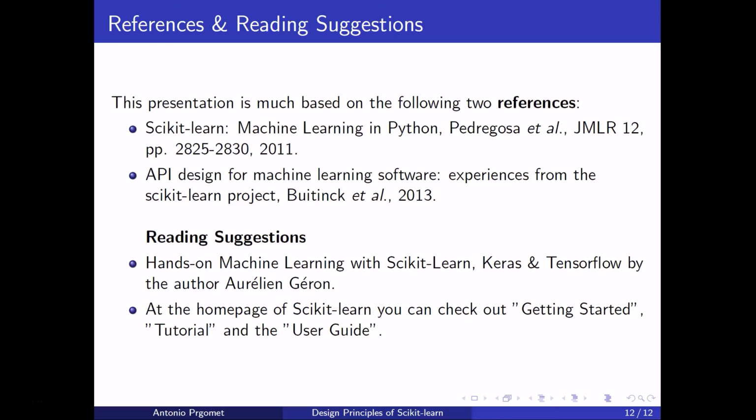This presentation is to a large extent based on the following two articles: Scikit-Learn: Machine Learning in Python by Pedregosa and co-authors, and API Design for Machine Learning Software: Experiences from the Scikit-Learn Project by Buitinck and co-authors. Both of the articles were great, and I can recommend you to read them. If you would like to dig deeper into machine learning with Scikit-Learn, then one book that I really like and could recommend is Hands-On Machine Learning with Scikit-Learn, Keras and TensorFlow by the author Géron. At the homepage of Scikit-Learn, you can check out Getting Started, tutorials and the user guide to learn more.